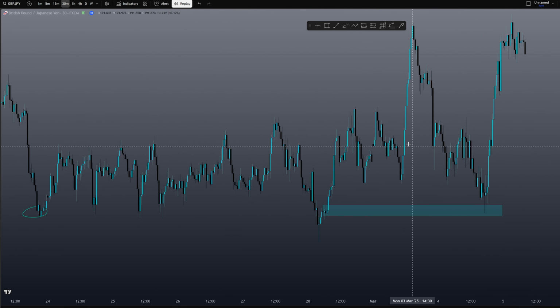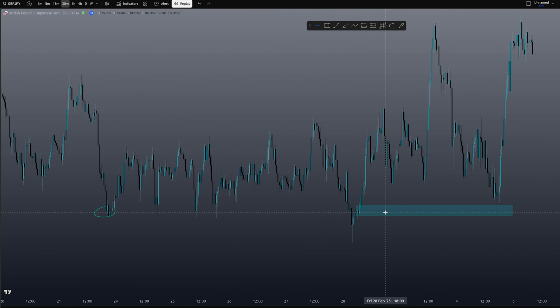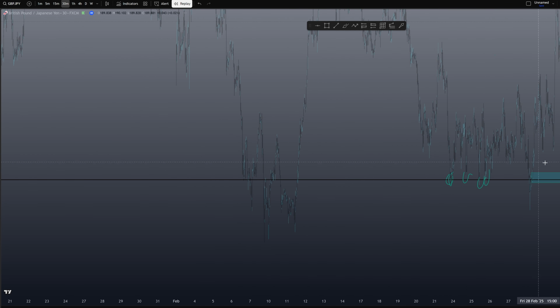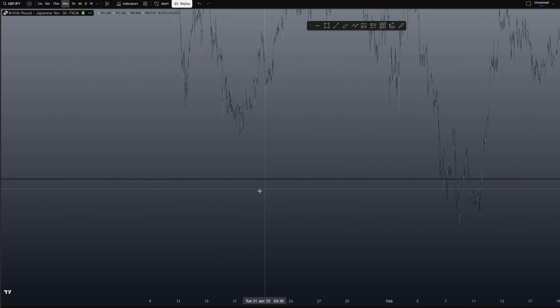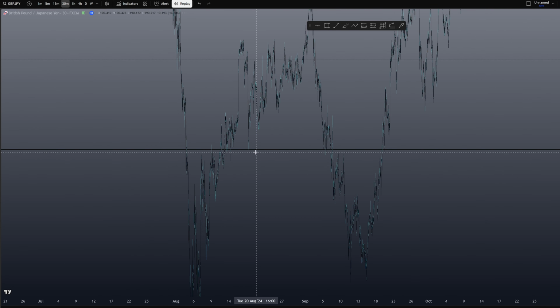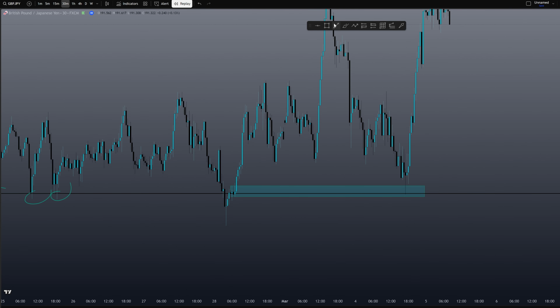So over here, you also have insane resistance. As you can see, you have resistance over here, here. So this is just perfect for a place to take a buy. You also have resistance here and some other resistance back here as well. So this is just perfect here. And you have your liquidity. You have very good liquidity.